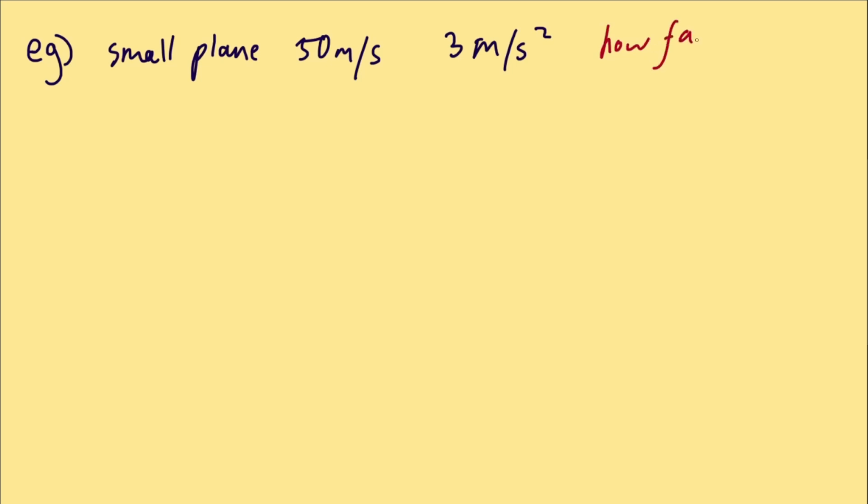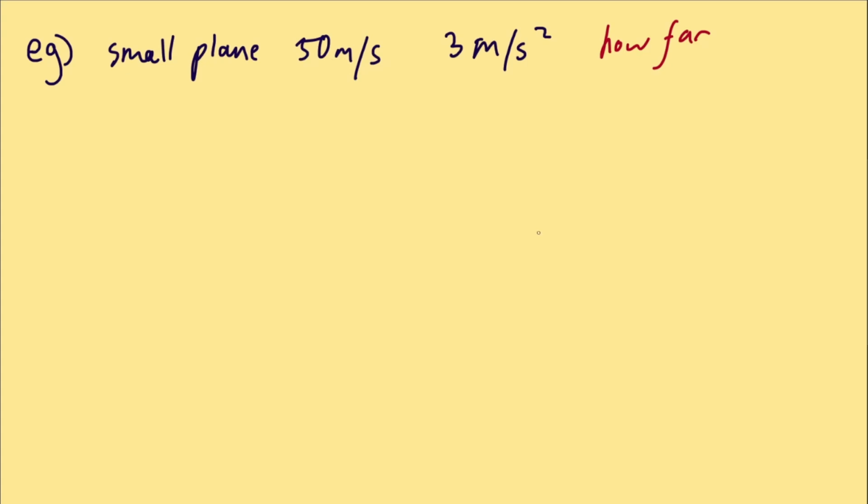Okay, let's do some fun examples now so that the concepts can click for you. So you have a small plane, and to take off the ground, it needs to reach a velocity of 50 meters per second. The plane on the runway accelerates at 3 meters per second squared. The question is, how far does it have to travel to reach this takeoff velocity?